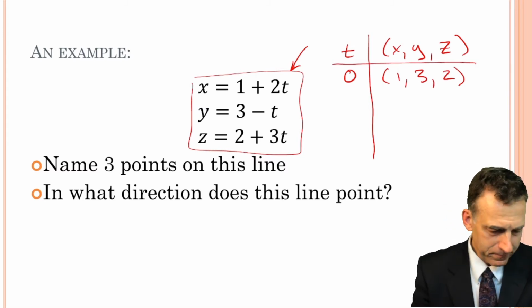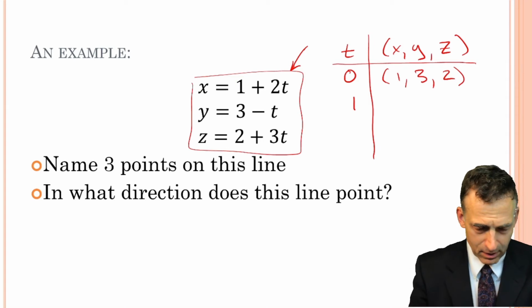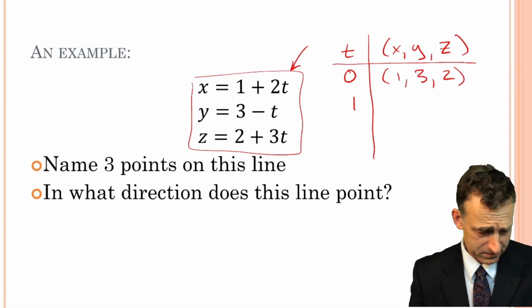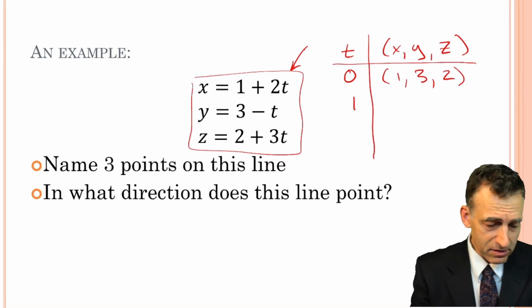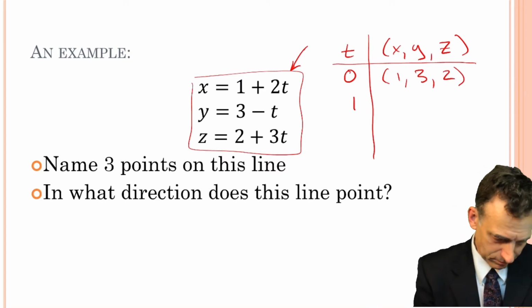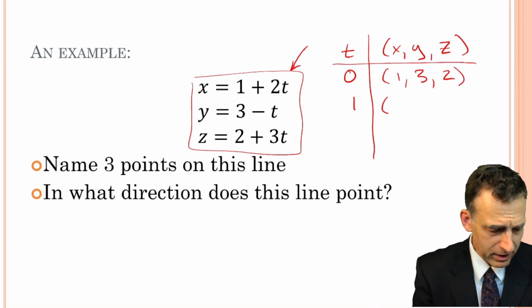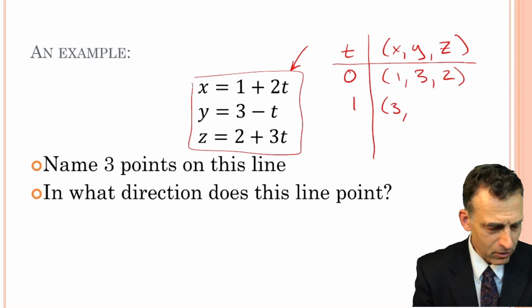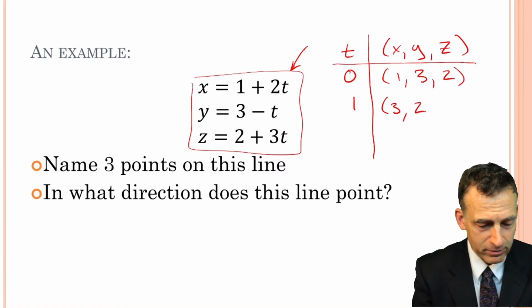Pardon me. Sorry. Yeah, hopefully it's not the COVID. Okay, but getting back to this. Suppose I plug 1 into this. Then I'm going to get x equals 1 plus 2 times 1, which is 3. y equals 3 minus 1, which is 2. And then z is equal to 2 plus 3 times 1, which is 5.